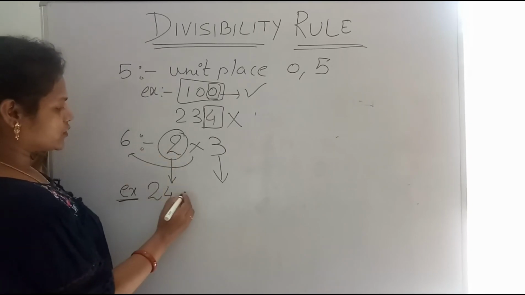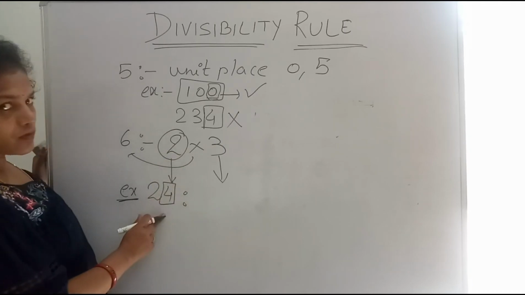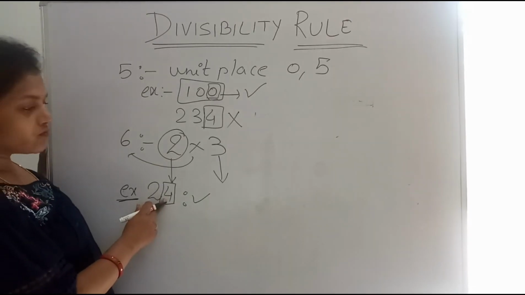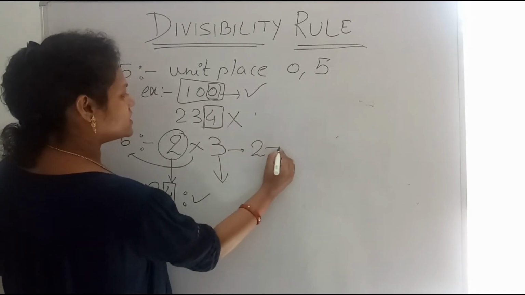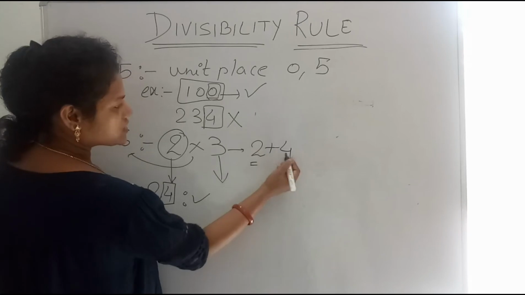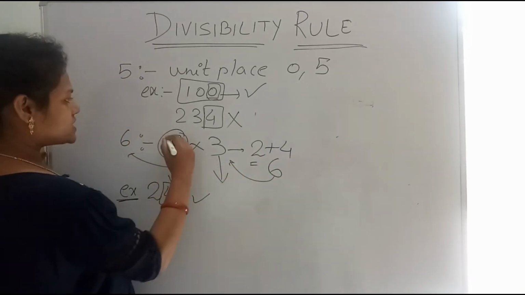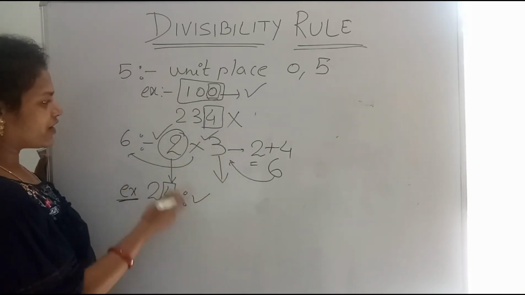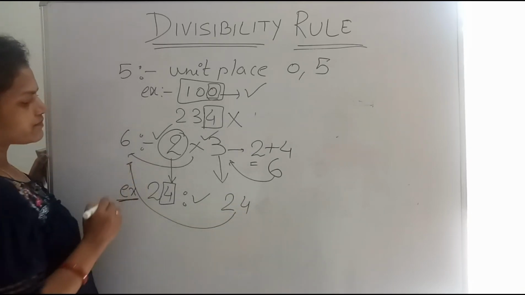I am taking the example as 24. First I will check for 2. My rule for 2 says that in the unit place it should be even, like 4. Yes, it is divisible by 2, because in the unit place I am getting 4. And for 3, I will check. The rule for 3 says that the sum of the digits, 2 plus 4, is 6, and 6 is a multiple of 3. So it satisfies both rules, the one for 2 and the one for 3, which means 24 is divisible by 6.